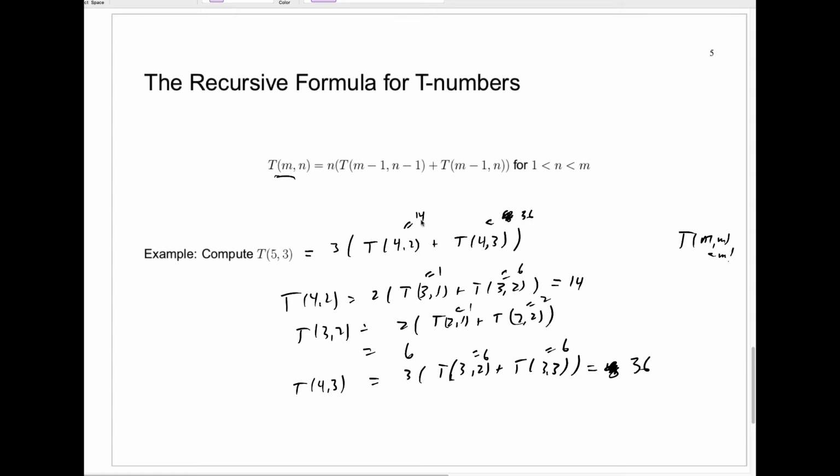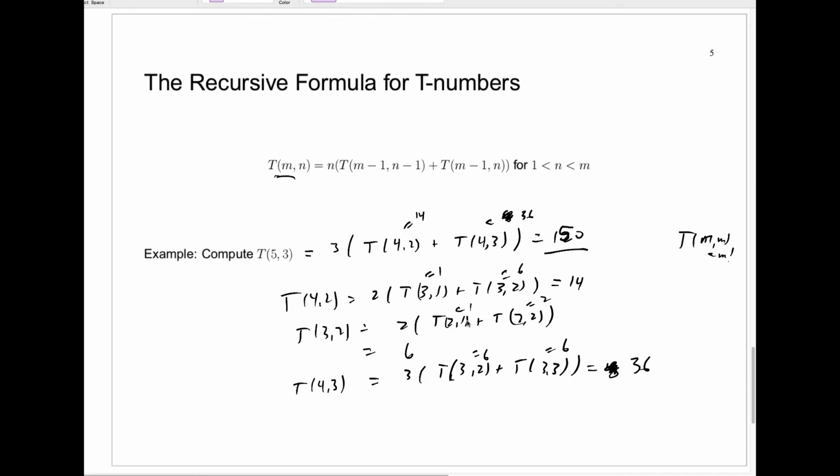36 plus 14 is 50 times 3 gives us 120. Not 120. That's 50 times 3. That gives us 150. I can't add or multiply today, but there we have it. The correct number is 150.